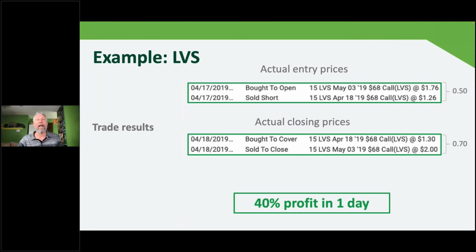And look, I could go on and on. I've made hundreds of these earnings trades. This is Las Vegas Sands. Bought to open the May 3rd 68 calls at 1.76, sold short the April 18th 68 calls at $1.26, paid 50 cents. Market closed, earnings comes out, market opens, wait for three things to happen, and I close the trade at 70 cents, locking in a 40% profit overnight. That comes out to a $300 profit minus commissions.